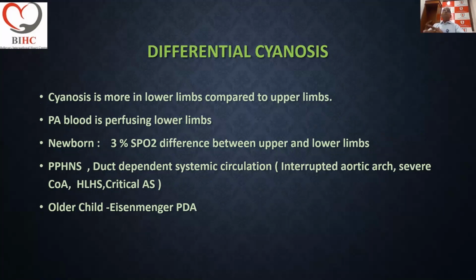In a newborn, persistent pulmonary hypertension is an important cause, but a duct-dependent systemic circulation is a very important cause. Example would be interrupted aortic arch or coarctation or hypoplastic left heart or critical aortic stenosis. In all these instances, the duct on day 1 or day 2 is patent and is perfusing the lower limbs. And therefore, the lower limbs have a lower saturation. In the older child, presence of differential cyanosis is practically pathognomonic for Eisenmenger PDA.